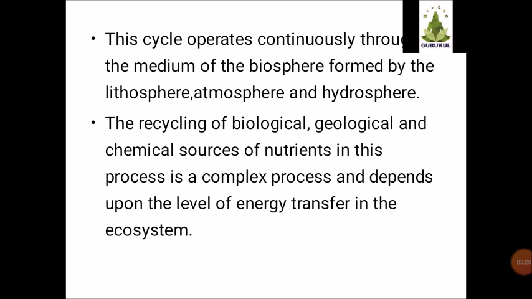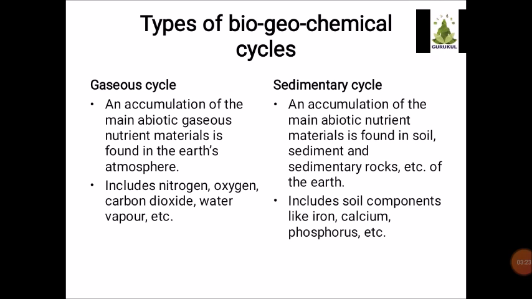Now children, this is the comparison table I have made. See here, two different headings are given. One is the gaseous cycle and another is the sedimentary cycle. I will start from the bottom. Children, I am first going to tell you the includes part, the example part. In the gaseous cycle, it includes nitrogen, oxygen, carbon dioxide, water vapor, etc. Whereas the sedimentary cycle includes soil components like calcium, iron, phosphorus, etc.